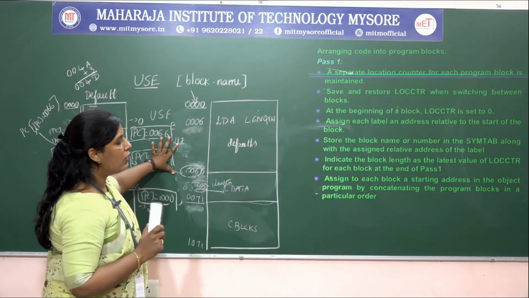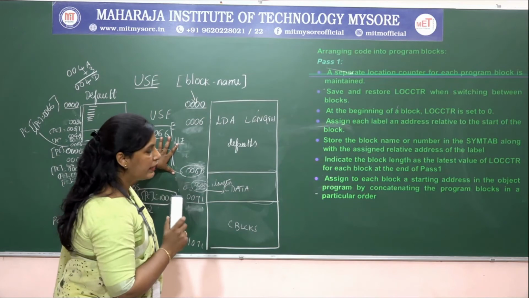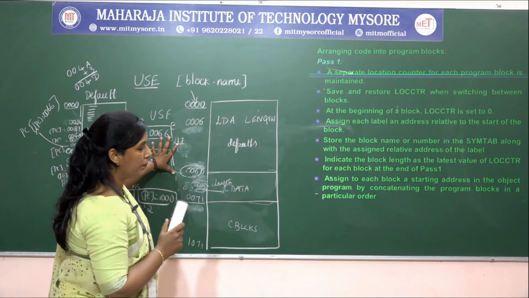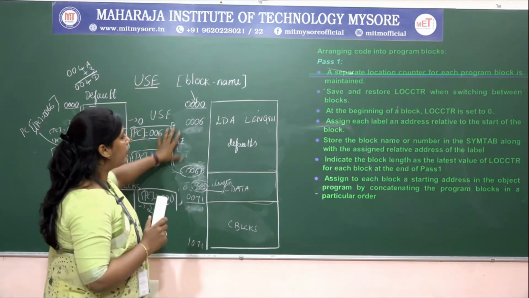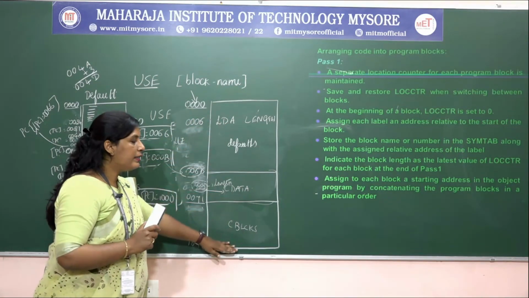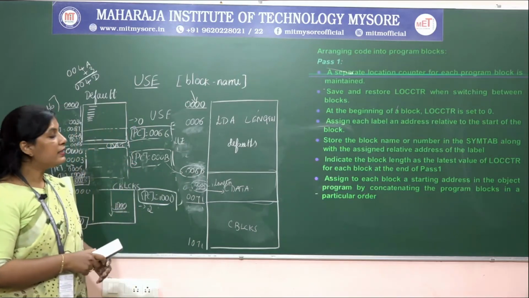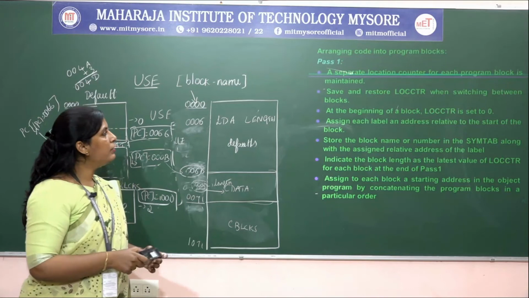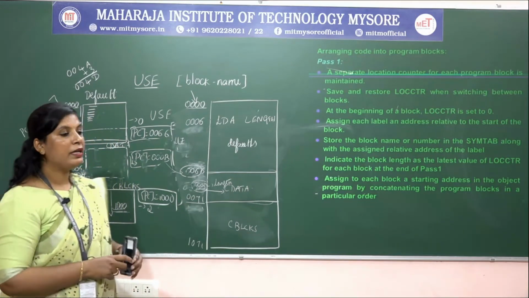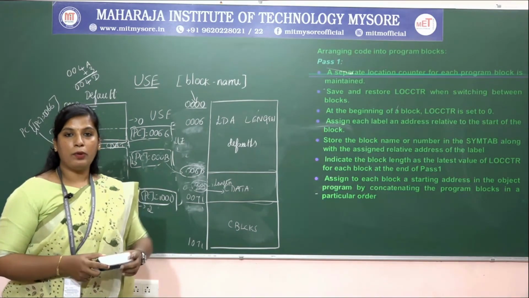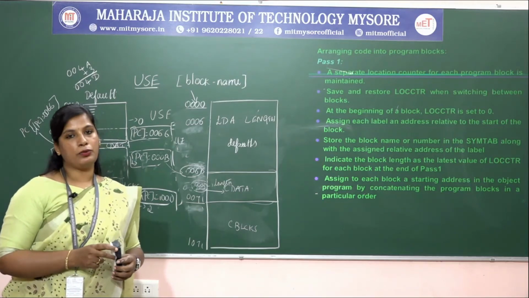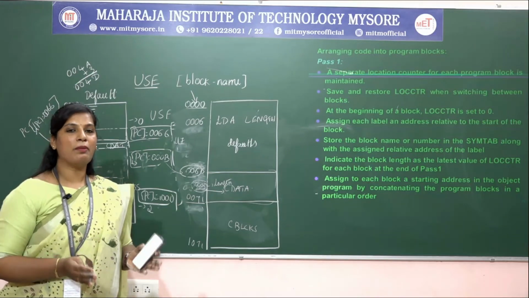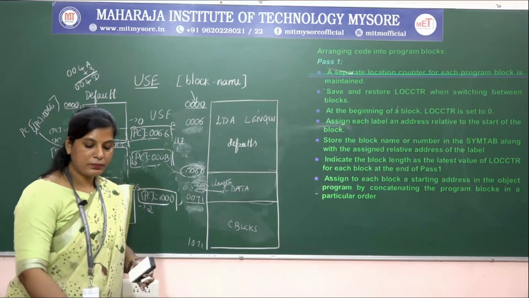Assign to each block its starting address in the object program by concatenating the program blocks in a particular order. We are concatenating the program blocks in this way, in that particular order. This is how we can process a program into a number of program blocks by using assembler directives. If you are not using assembler directives, it will consider the entire program as a single unit.